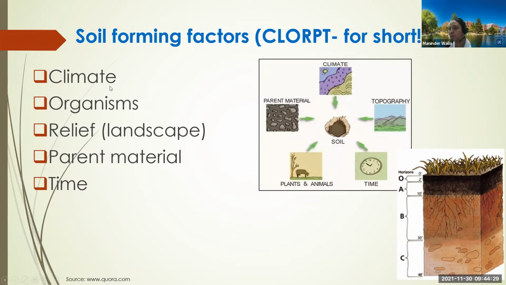Temperature and moisture amounts cause different patterns of weathering and leaching. The organisms, which involve plants, animals, microorganisms, and humans, affect the soil formation. Animals and microorganisms mix the soils and form burrows and pores. Plant roots also open channels in the soils.